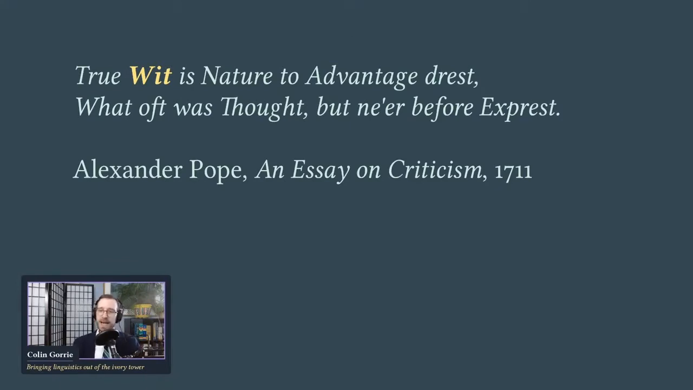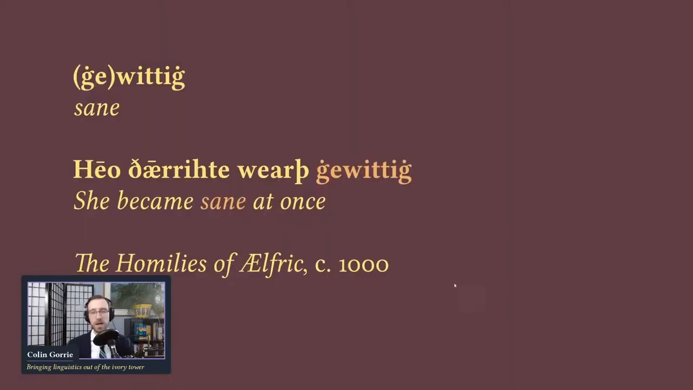So from ġewit, we have an adjective in Old English, witty or ġewittiġ, meaning wise, sane, or conscious. And you may recognize that this is the source of our modern English word witty. So here's an example of the Old English meaning. Heo þærrihte wearð ġewittiġ. So she became sane at once. If we were to translate this literally, it would be something like she became witty at once. But that is not what was meant in the original.